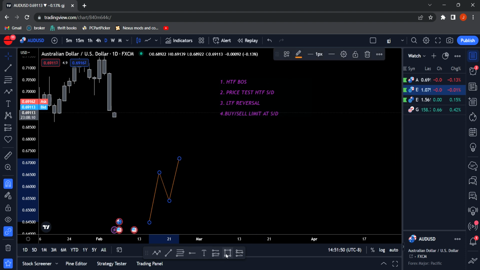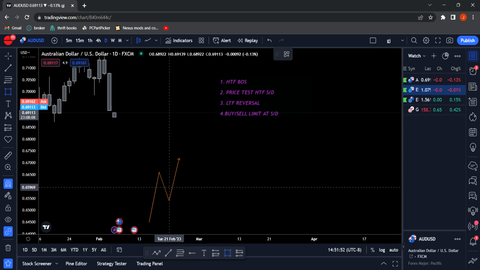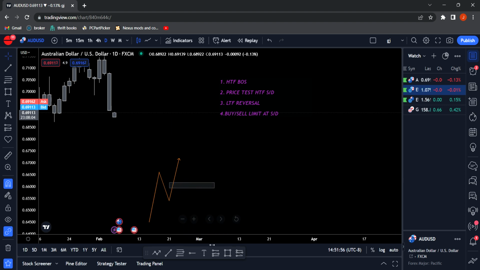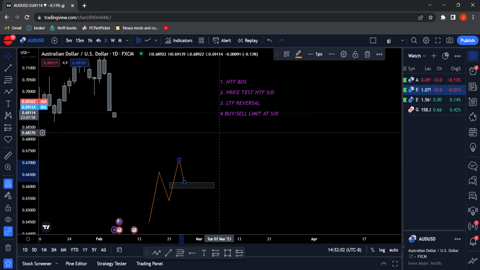Step two, I wanted the higher time frame to test my supply and demand zone. Let's just say I had a demand zone right here, and the price comes down and tests it. That's where I'm looking to enter my trade.